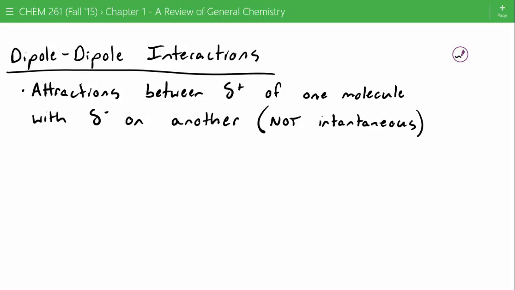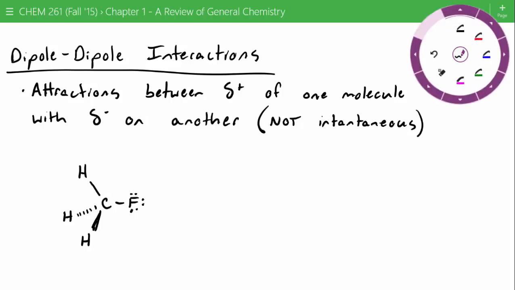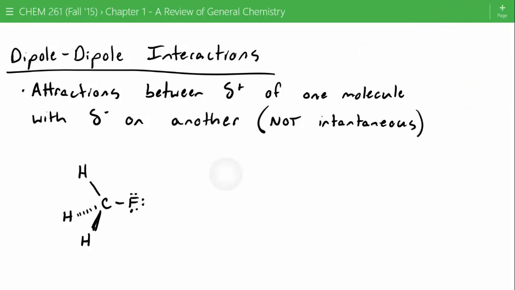So let's take an example of this, where we have carbon and fluorine here. And then we've got a hydrogen sticking up, a hydrogen pointing back, and a hydrogen pointing back there. Which side of this molecule is going to have the delta negative? Fluorine. So we can draw this in and we can say that this is our delta negative side, this is our delta positive side. We could also use the net dipole arrow to show this. I'm fine with either of those.